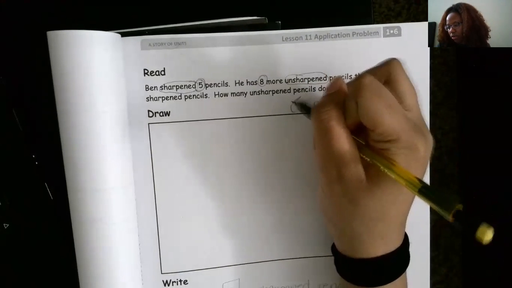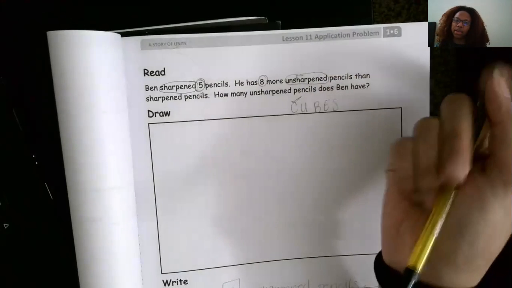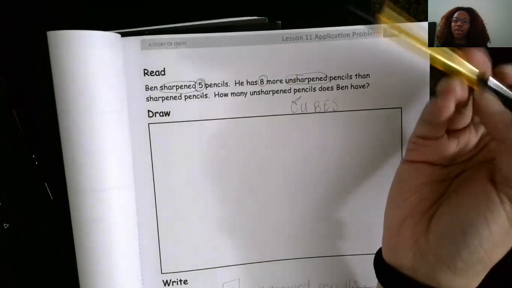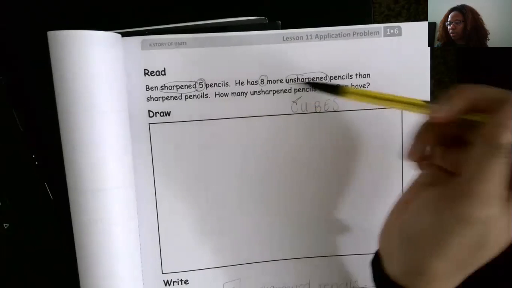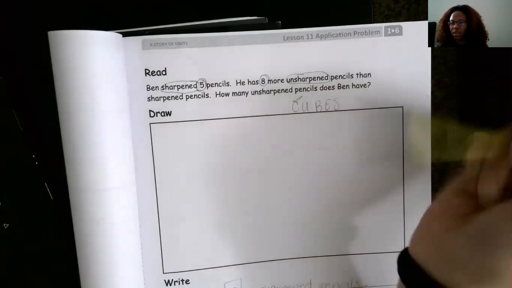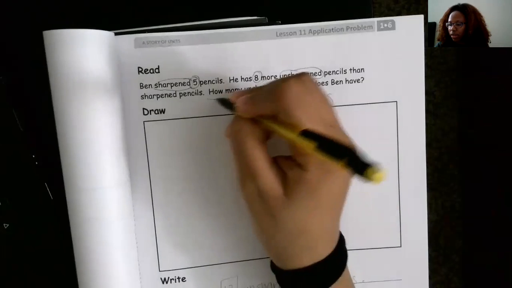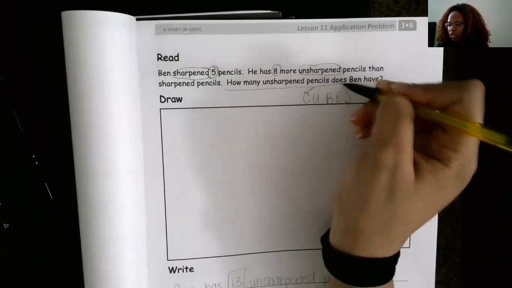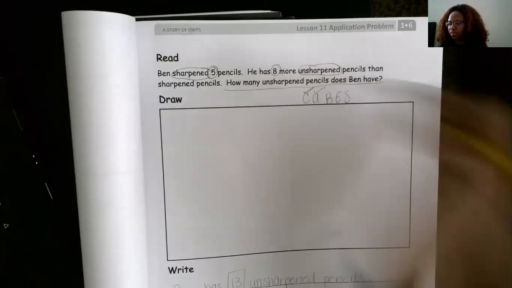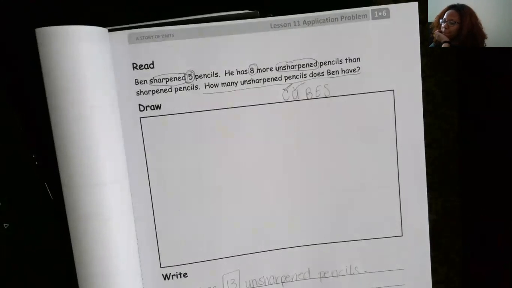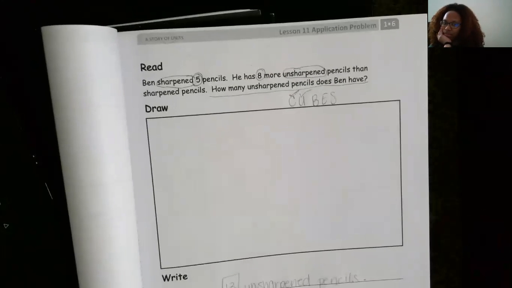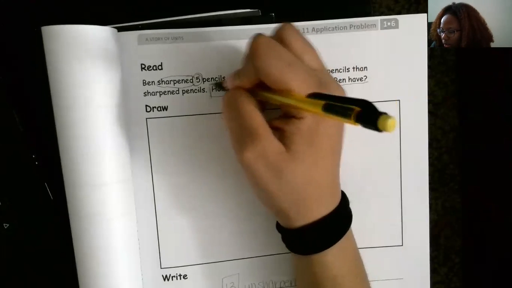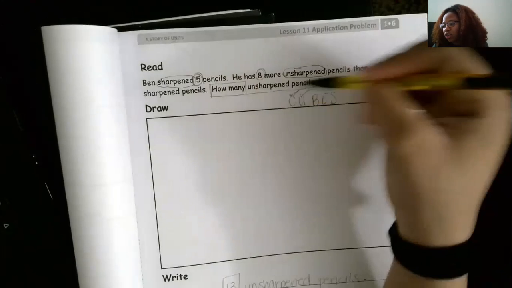What about our question? What's our question for today? It is, how many unsharpened pencils does Ben have? So I want to be sure I underline that. Once you have that underlined, go ahead and check it off. And then, what do you think our keyword will be? It will be how many. And you want to know how many unsharpened pencils we have.